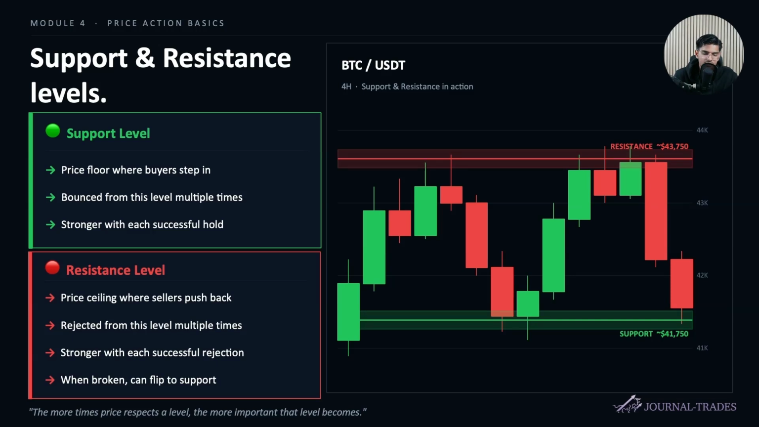For a resistance level, it's once again the other way around. It's a price ceiling where sellers push back. So the price moves to a certain point, and right there, sellers are pushing back the price, and the price rejects because of this. In the history of the chart, you need to see that the price has rejected from this point multiple times. Same thing goes for resistance levels, just as for support levels. It gets stronger with each successful rejection. Whenever a resistance is broken, it can flip into a support level. The other way around, whenever a support level gets broken, it can act as a resistance level.